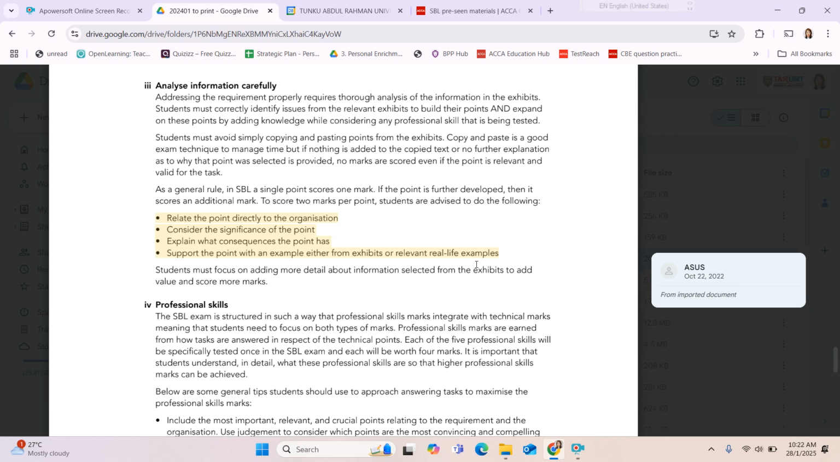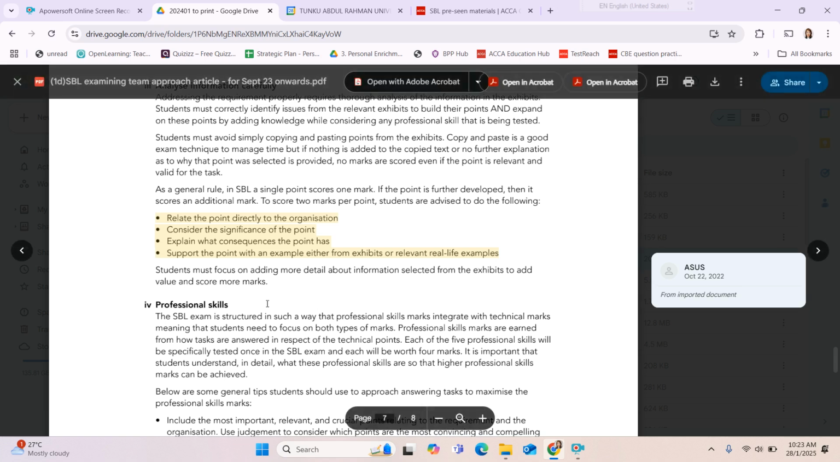So importantly, when you write a point, you have to think in a way that how would this point affect what is happening in the company? Why is it important for the board of directors to understand the points that you have mentioned? Right? So that is how you can develop your points further.